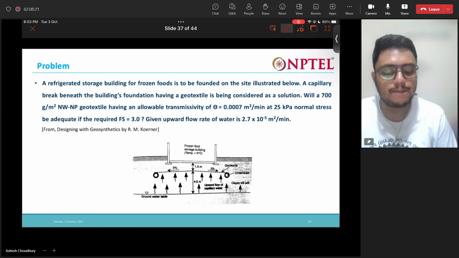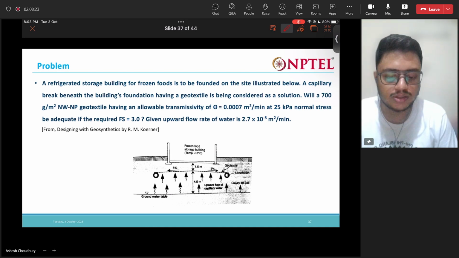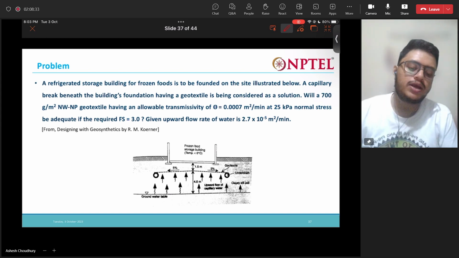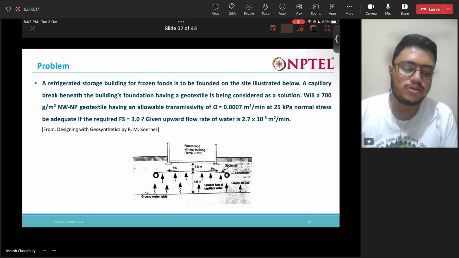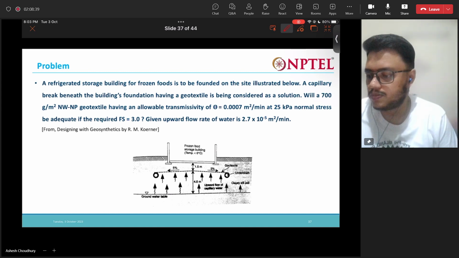You can see here a 5% gradient for the flow of water. Water will flow along a 5% gradient along the geotextile. So upward flow rate of the water due to this capillary action is given as 2.7 into 10 to the power minus 5 meter square per minute.